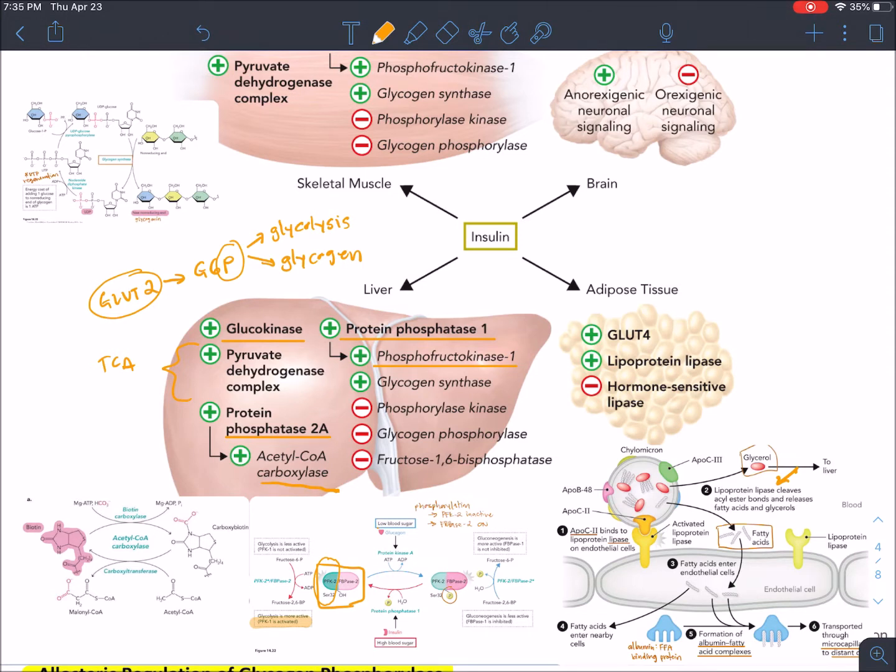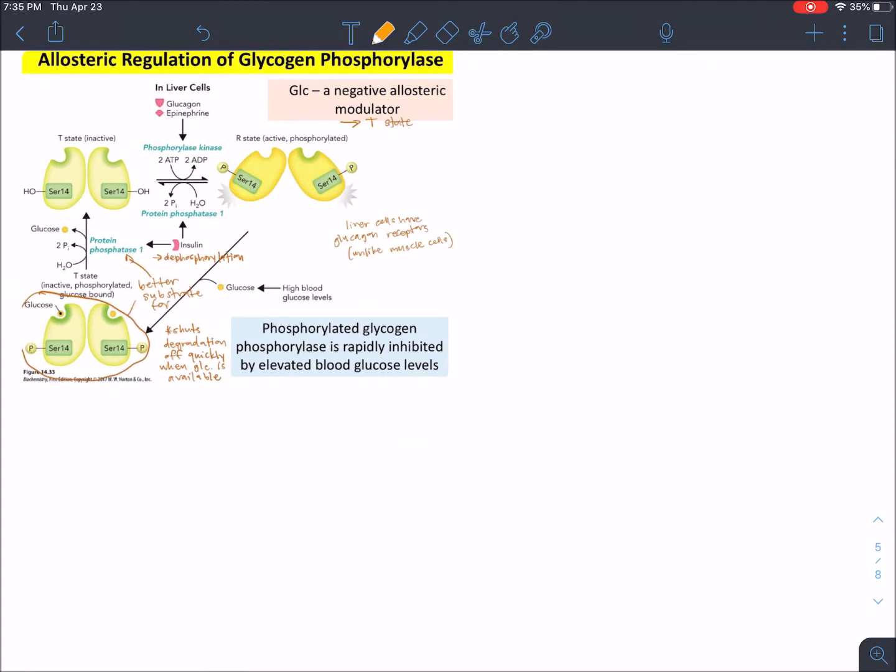Insulin signaling also deactivates phosphorylase kinase here, which deactivates glycogen phosphorylase. Now, before I move on to how insulin signaling affects skeletal muscle cells, I want to take a quick look into the regulation of glycogen phosphorylase in liver cells. In response to glucagon, phosphorylase kinase is activated.